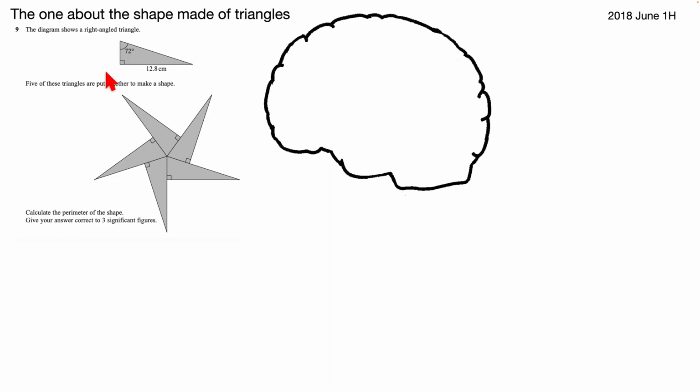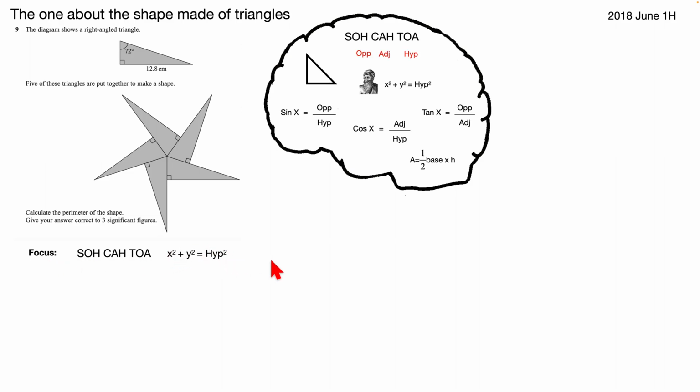This is a right-angled triangle, so we're straight in with the focus on SOHCAHTOA and of course Pythagoras, which brings up all of our lovely brain thoughts about right-angled triangles, sines, cosines, tans. There's even an area snuck in here, we won't be using that. And our old friend Pythagoras. We're going to try and label up this triangle. This is the opposite of the 72-degree angle. This is the adjacent. That's the hypotenuse.